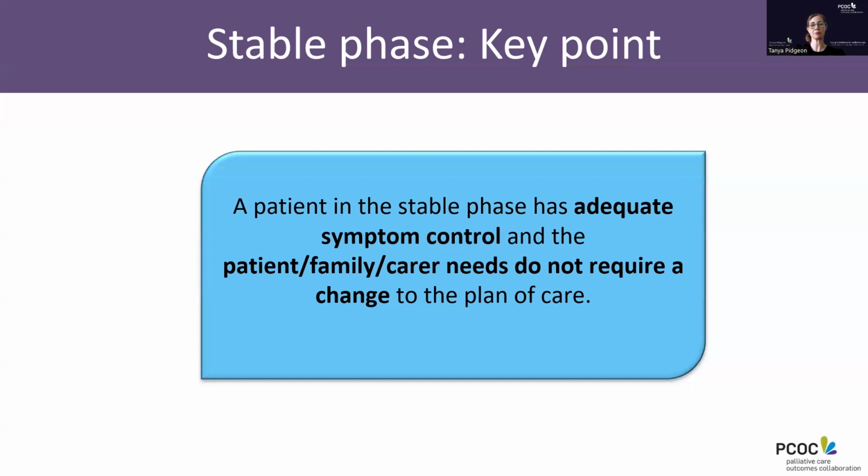Another question, what phase should I assign if I assess my patient as stable, but the patient's carer is experiencing a sudden change in their situation, such as emotional distress, and this requires urgent attention? The answer is you would assign a 2 or unstable. The carer's distress will be reflected then in the palliative care problem severity score.